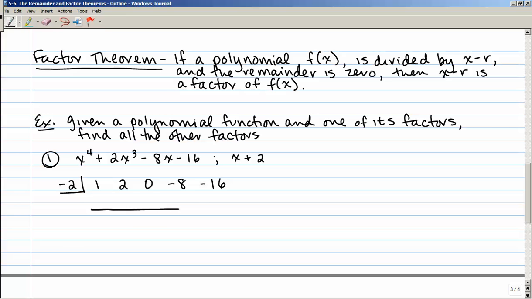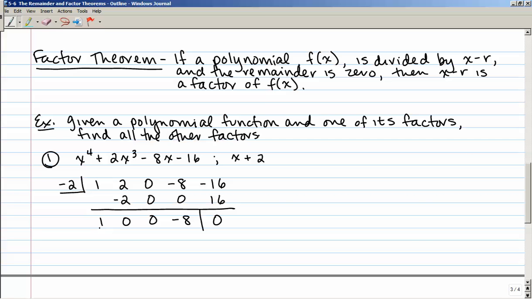And let's do synthetic division. Bring down your 1. That's going to give me a negative 2. Add those, it gives me a 0. That gives me a 0. Add those, that gives me a 0. This gives me another 0. Add those, negative 8. That gives me a 16, and my remainder is 0.